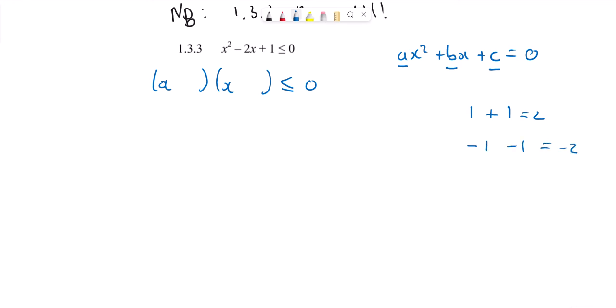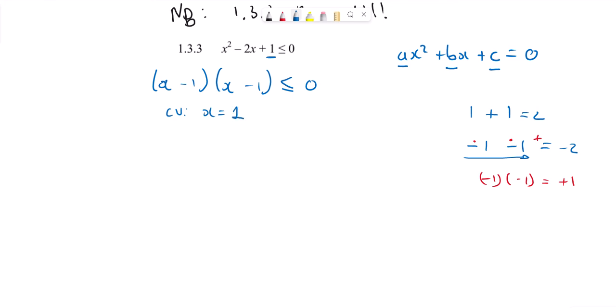It's negative 2. But let's check, is this going to give us c? Yes, because a negative times a negative will give us positive. So in this case, negative 1 times negative 1 will give us positive 1. Anyway, let's continue. So that should be minus 1, minus 1. So the critical value is x is equal to simply 1.